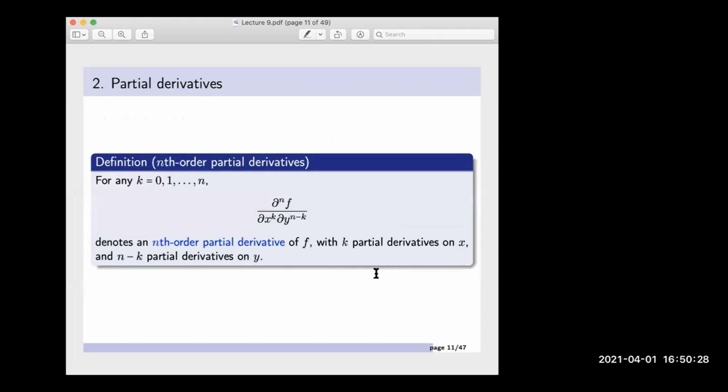Okay? And you can also define a higher order partial derivative, like the nth order partial derivative. The nth order partial derivative means that you take partial derivative in y many times, and then you take a partial derivative in x many times. In total, you take partial derivative n times. So this is called the nth order partial derivative. Okay.